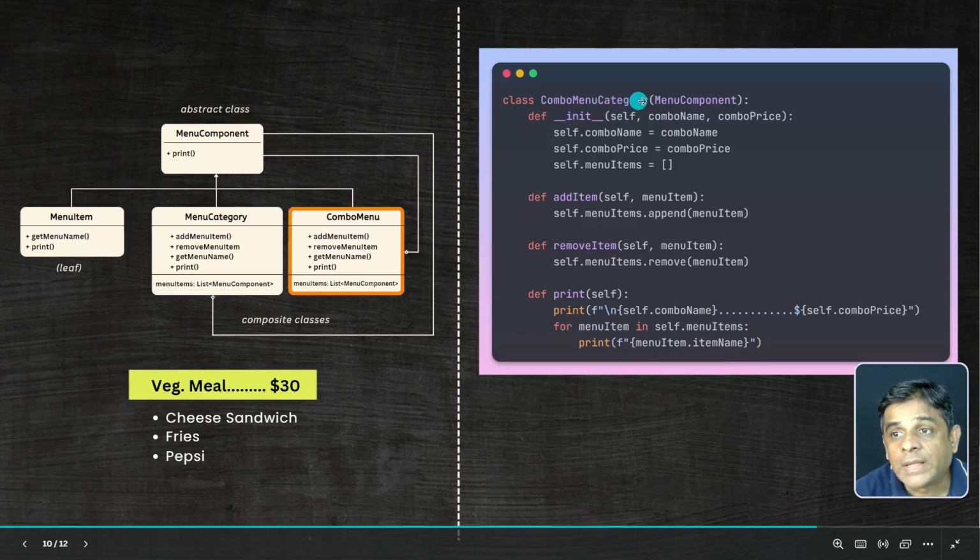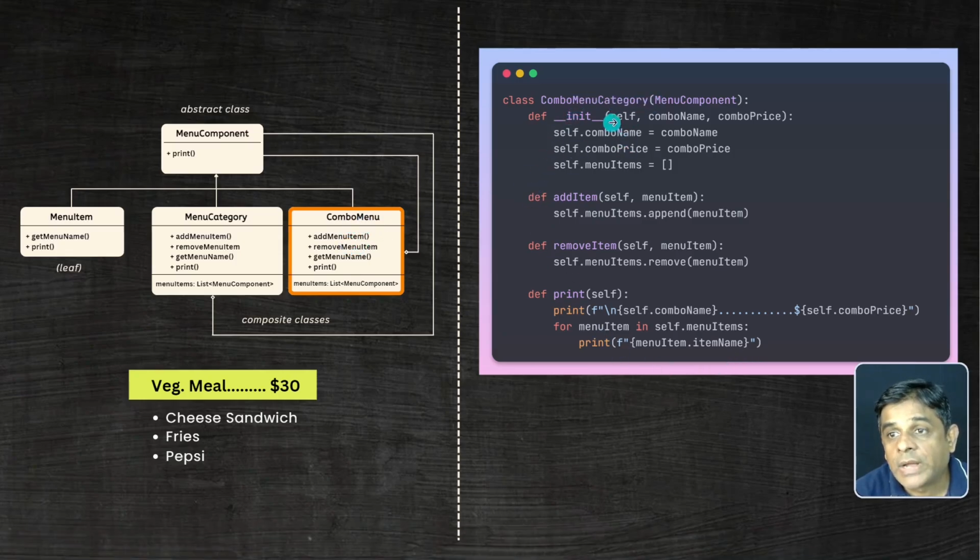Now this is the combo category implementation. As per my requirement, a combo has a full price. That means we are not charging individually but with whole pricing. So I used the combo name, for example a veg meal name, and its price is this price, and all the items which belong to this category: add item, remove item, and print functionality.